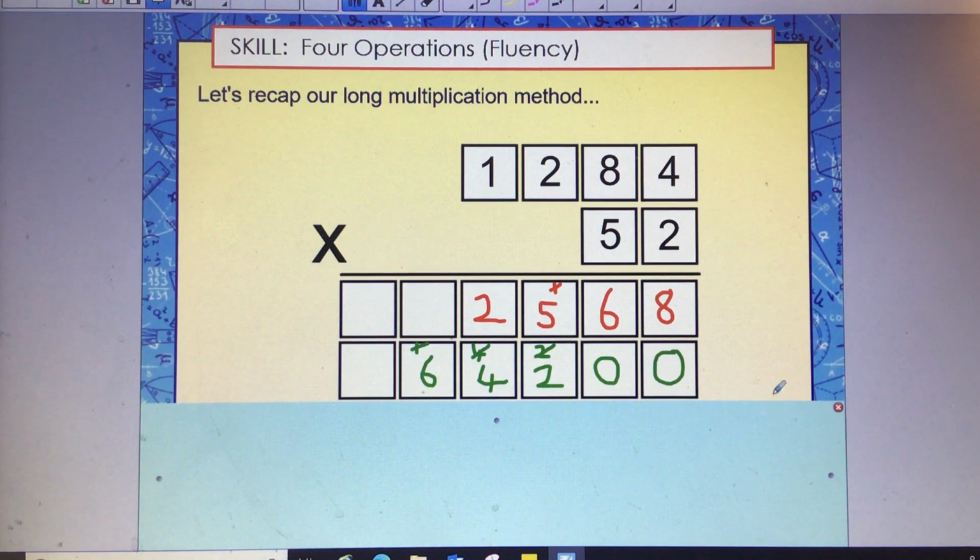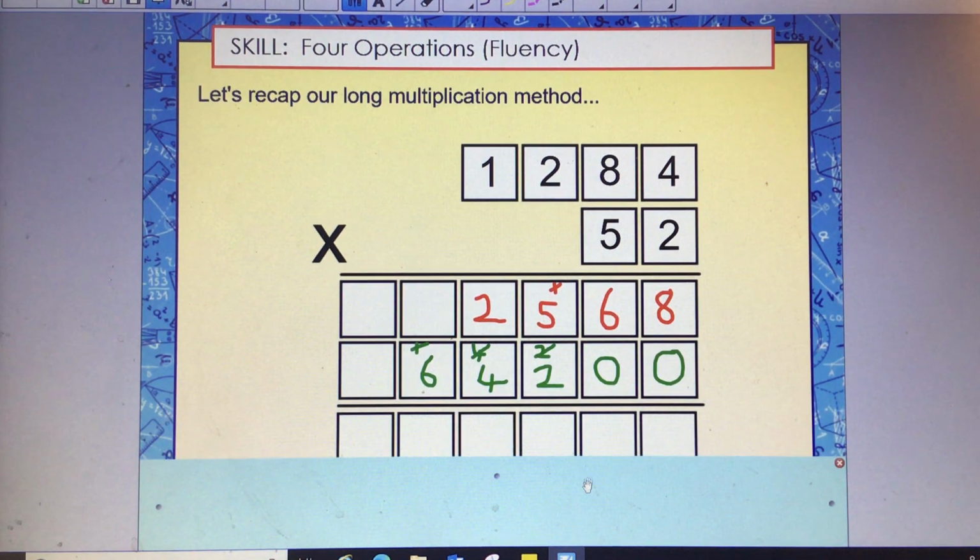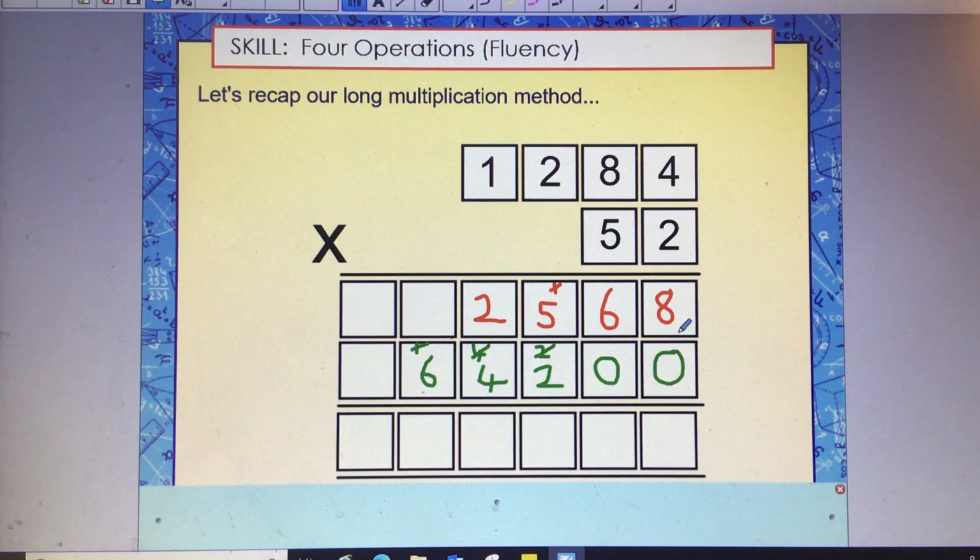Okay, we're not quite finished yet. We need to actually add up our final answer. So we can ignore the numbers at the top now. We can ignore the numbers that we've crossed off because they've already been used. That's the important reason why I cross those out, so we don't accidentally add them on. Now we just need to add our 2 rows together.